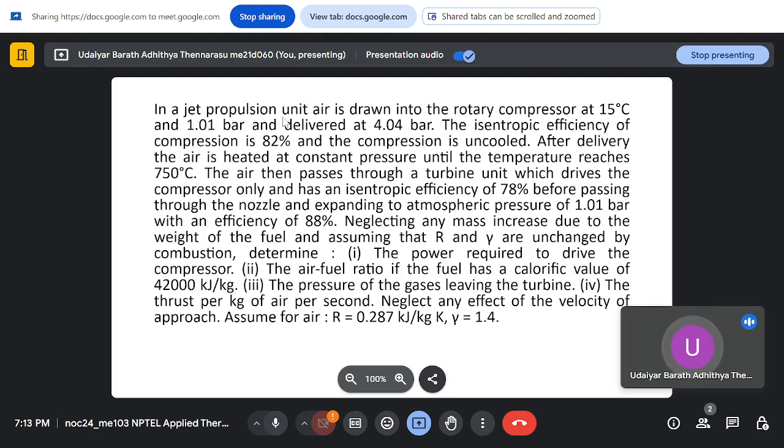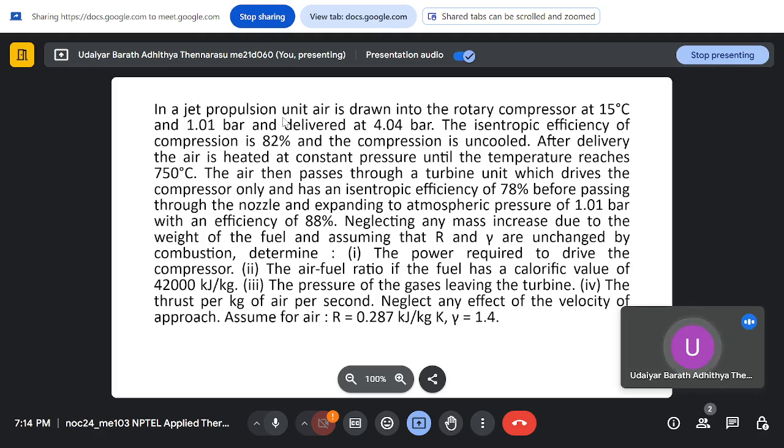The air then passes through a turbine unit which drives the compressor only and has an isentropic efficiency of 78%, before passing through the nozzle and expanding to the atmospheric pressure of 1.01 bar with an efficiency of 88%. Neglecting any mass increase due to the weight of the fuel and assuming that R and gamma are unchanged by combustion, determine the power required to drive the compressor.